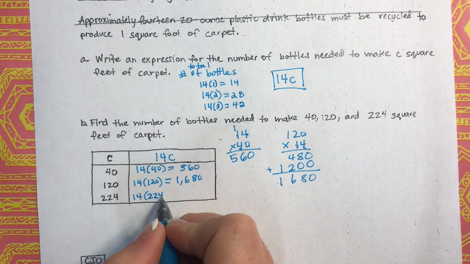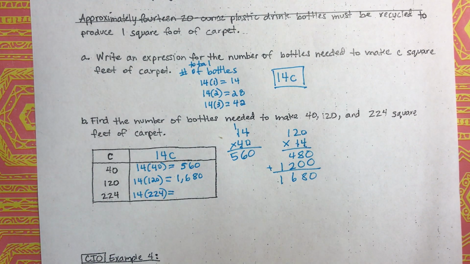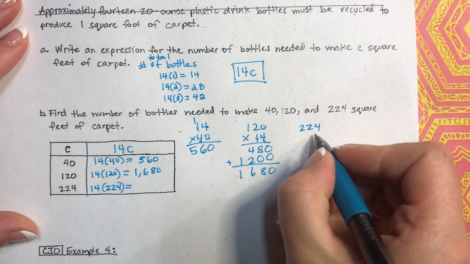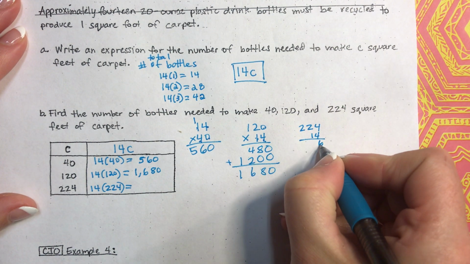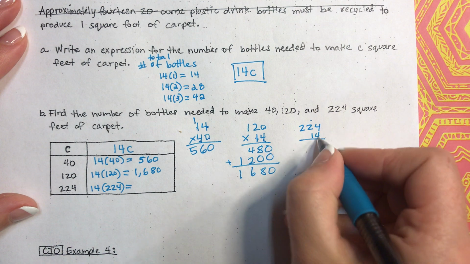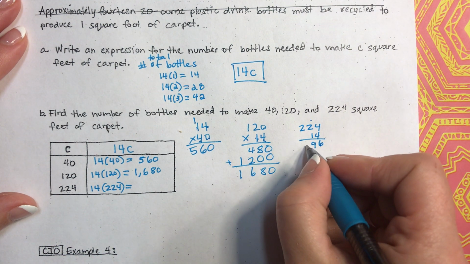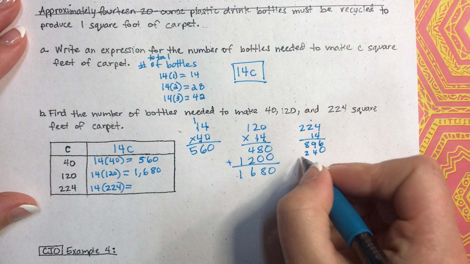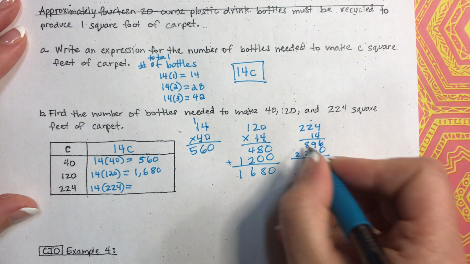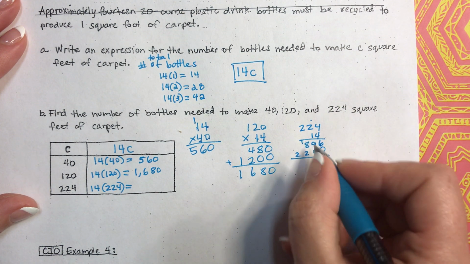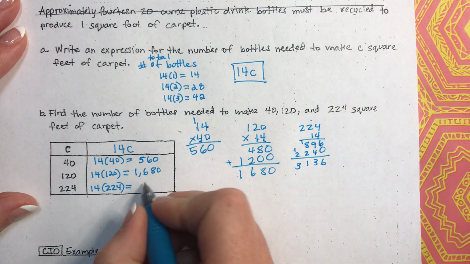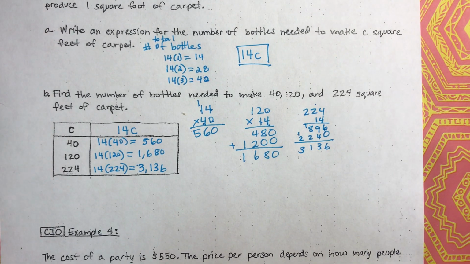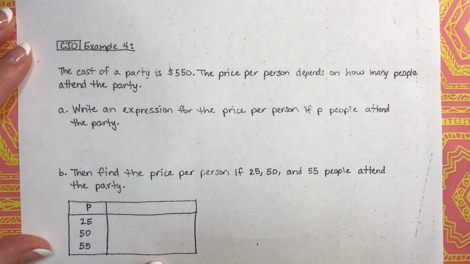All right, let's do the last one here. If you want to make 224 square feet, how many bottles would we need? I'm going to do that right here. 224 times 14. 4 times 4 is 16, carry the 1. 4 times 2 is 8, plus 1 is 9. 4 times 2 is 8. Now I'm in the tens place, add a 0. 1 times 4 is 4. 1 times 2 is 2. 1 times 2 is 2. Add the numbers up. That's 10, 11, 3. So 3,136 total bottles. Wow. Okay, let's move on to the next one.